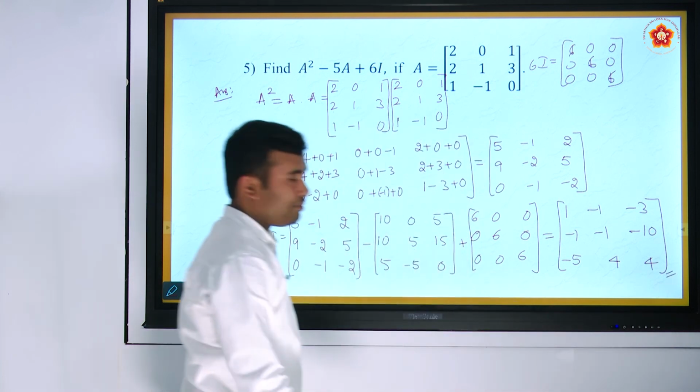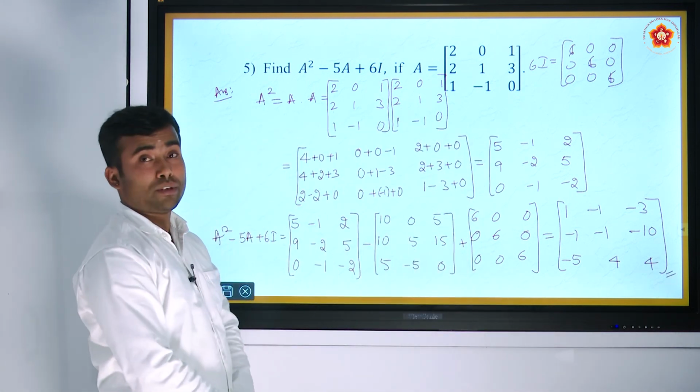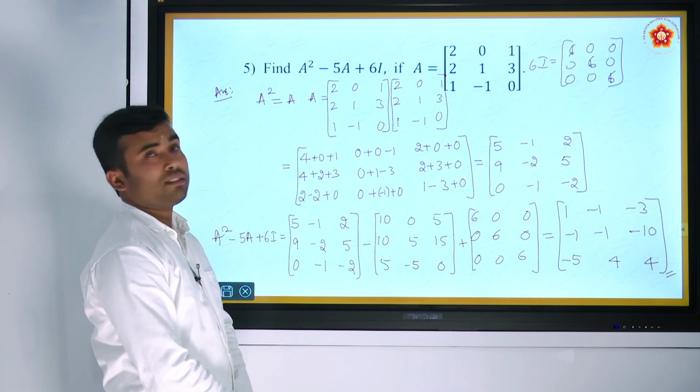So this is the product matrix. This is the matrix of A square minus 5A plus 6I.